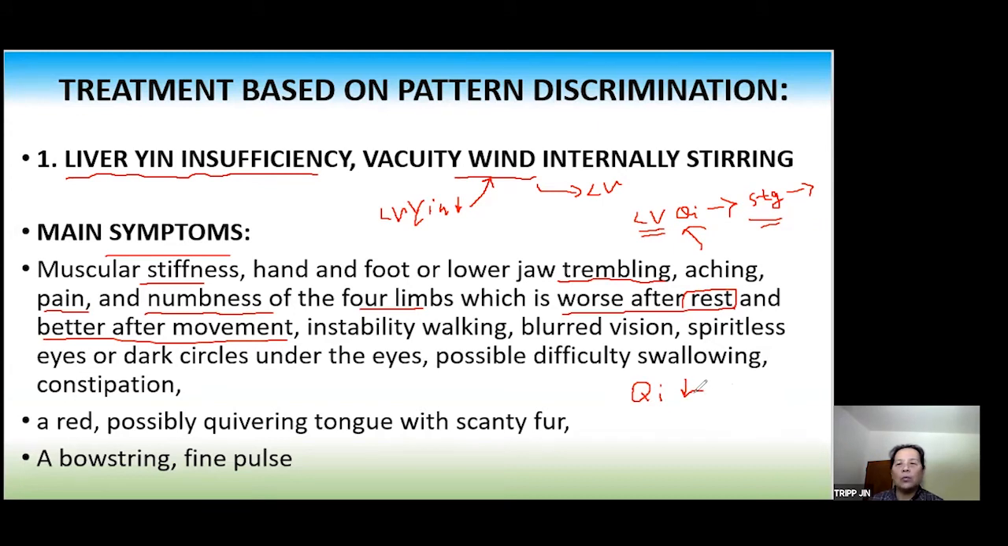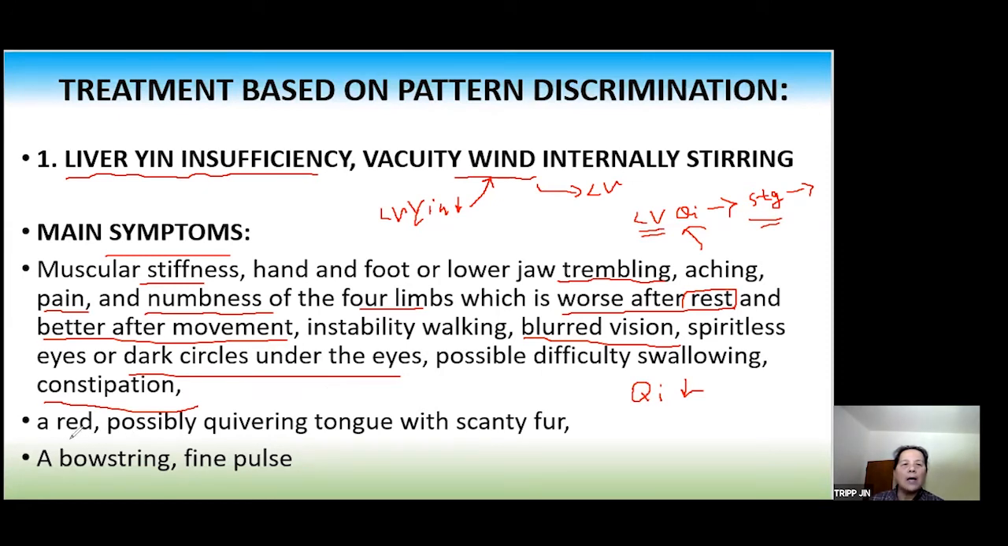So don't confuse these two different kinds of situations. And the patient possibly has some other symptoms related to liver injury, like dry eyes, blurred vision, and maybe emotional changes, and some dark circles under the eyes. People are easily angry, irritable, and also maybe liver insufficiency, damaged body fluid can cause constipation, can cause dark yellow urine, some deficiency heat.